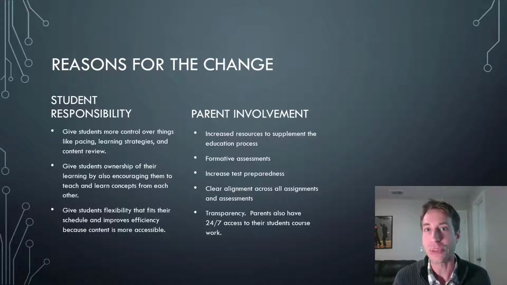I want to make sure that I am testing kids on things that I'm instructing on. And when parents have access to the content that's being instructed and also see the assessments that are being given, my hope is that as a parent, you'll see the alignment between the two.